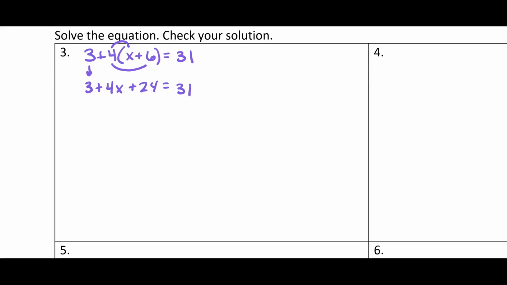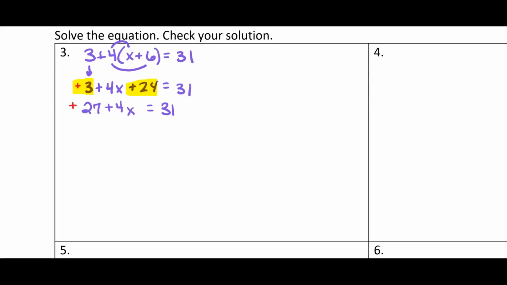Now again, we need to be very careful that we include the sign in front. So this 3 has an understood plus. And then the 24 has its positive as well. So 3 plus 24, we're just going to combine those together, and that's going to equal 27. And then we're going to bring down the plus 4x. Again, the sign goes with the 4x. And this equals 31. So now this is a two-step equation.